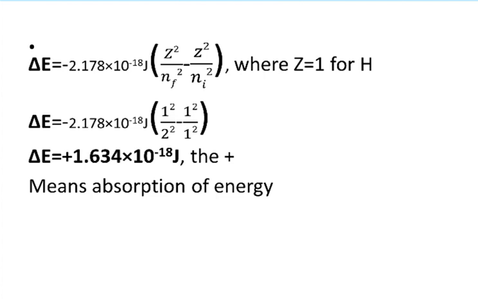It's a plug and chug thing. N final, since it goes into the second energy level, we put 2 here, and N initial is 1 since it moves from the first energy level. And then we said the nuclear charge for hydrogen is 1 because that's the number of protons in the nucleus, and doing the calculation you ought to find this value, 1.634 times 10 to the negative 18th, and it's a positive value because energy is being absorbed in order for the electron to increase in its energy level.